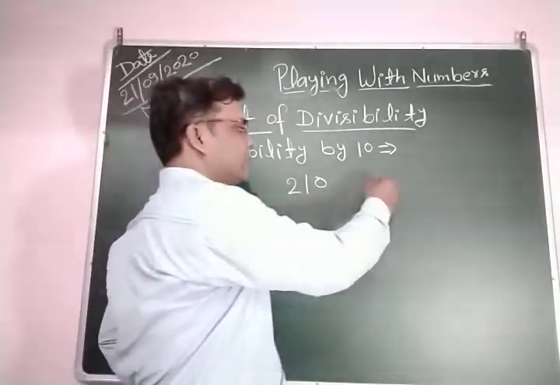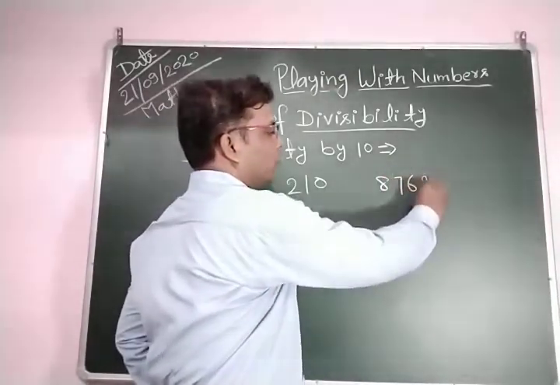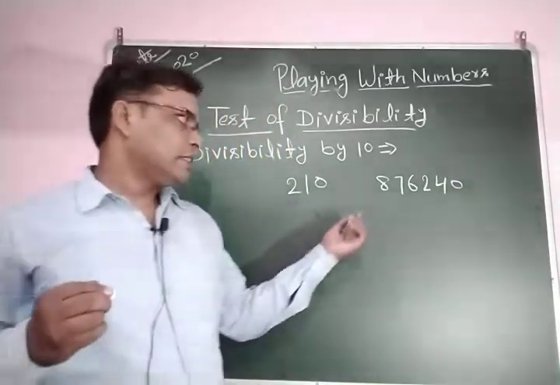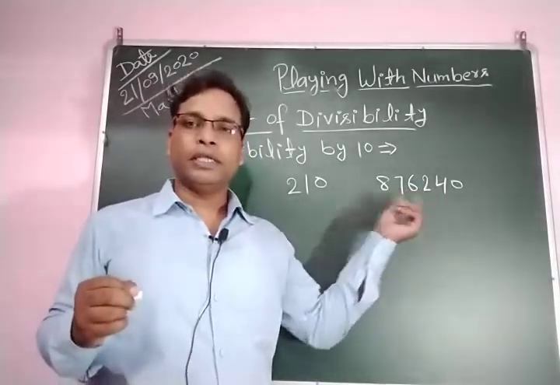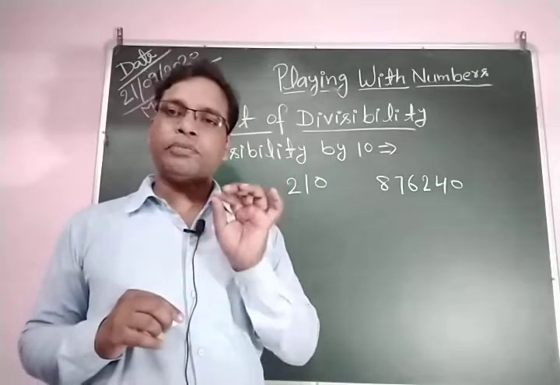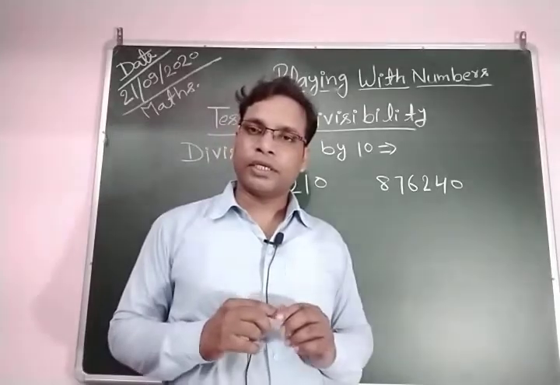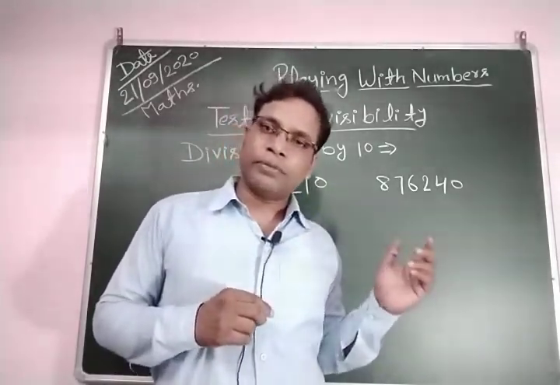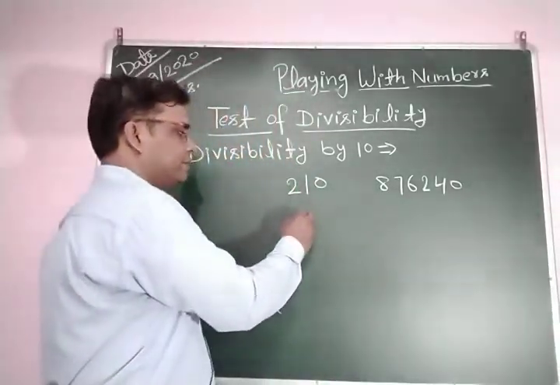Also you can write another example: 876240. Is 876240 divisible by 10 or not? So first you check the unit place digit. If the unit place digit is 0, then the whole number is divisible by 10. Okay.